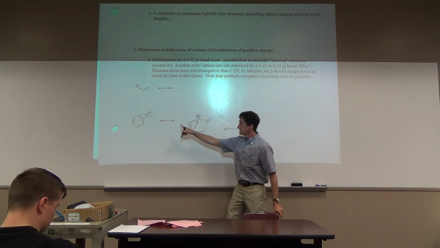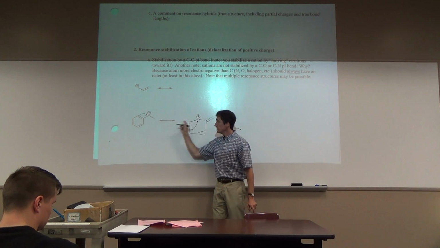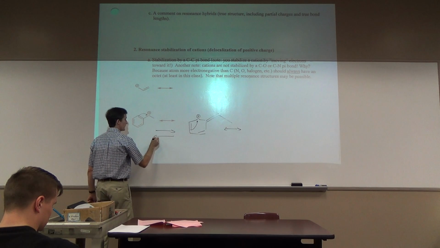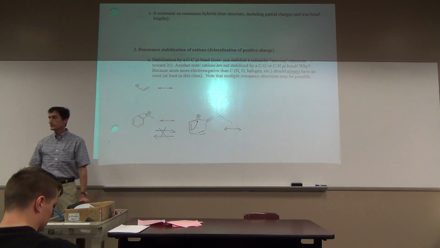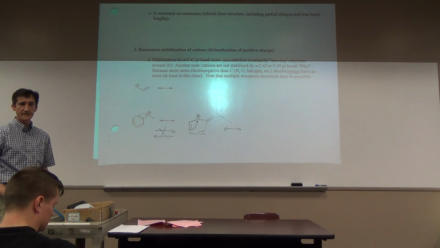Resonance arrow. Double-headed arrow is a resonance arrow. It means you're going in between resonance structures. Okay? You don't use equilibrium arrows. These are not in equilibrium. We're just showing different representations of the same compound.